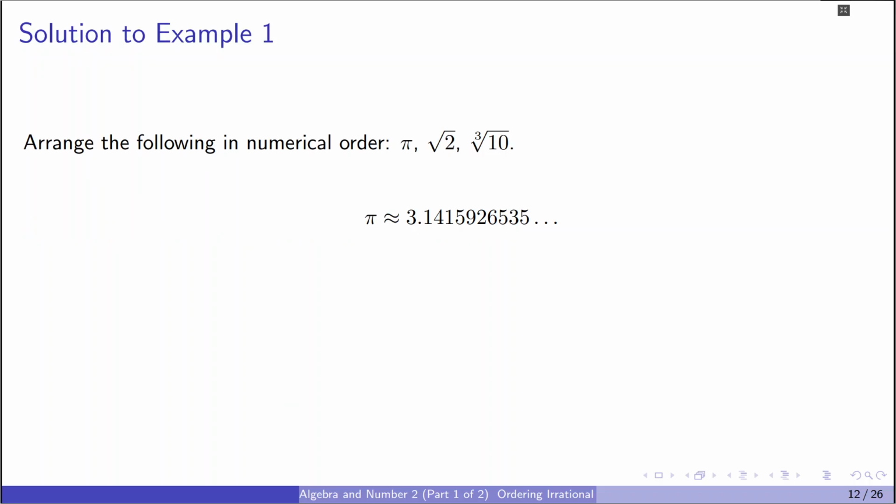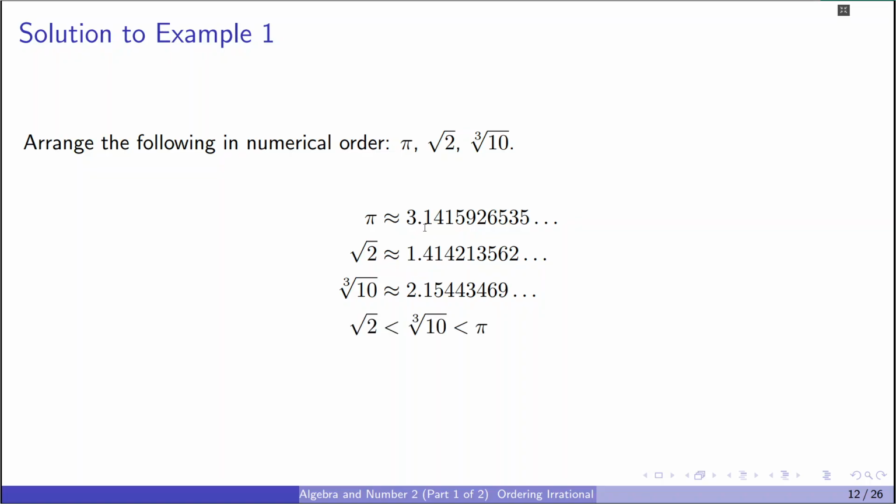So pi is roughly 3.14. The square root of 2 is roughly 1.414. And the cube root of 10 is roughly 2.1544. So now we have integers these all fit between. 1 before 2 before 3. So the square root of 2 is the lowest, starts with a 1, then the cube root of 10, and then pi.